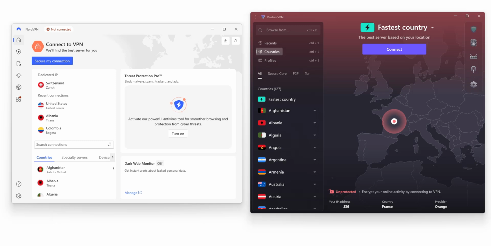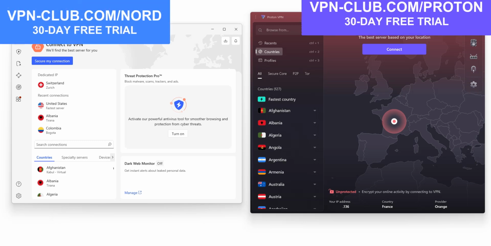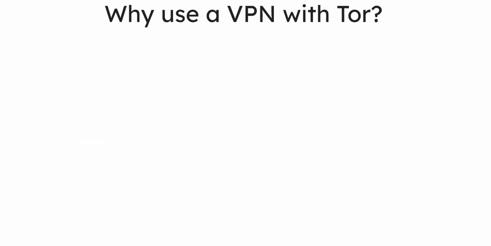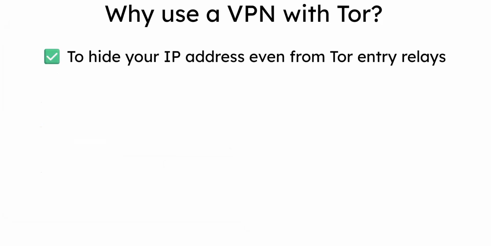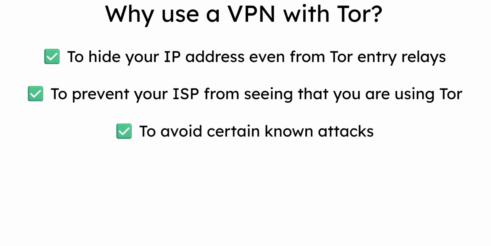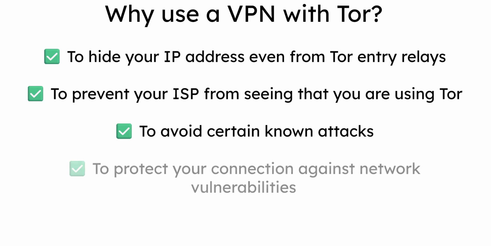Second, a reliable VPN such as NordVPN or ProtonVPN. Tor provides anonymity, but it does not fully protect your connection. It is strongly recommended to activate a VPN before launching Tor to add an extra layer of security. Why use a VPN with Tor? To hide your IP address, even from Tor entry relays. To prevent your internet service provider from seeing that you're using Tor. To avoid certain known attacks, such as traffic correlation. To protect your connection against network vulnerabilities, which are becoming more common.